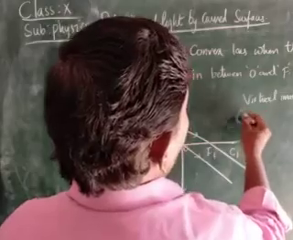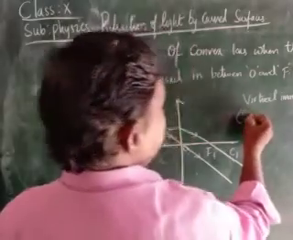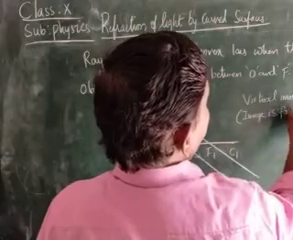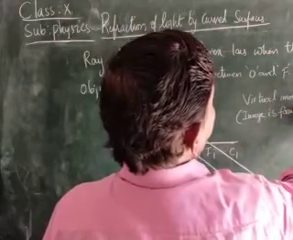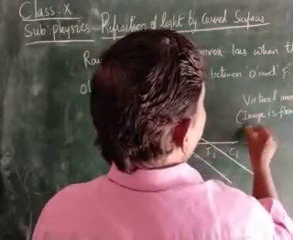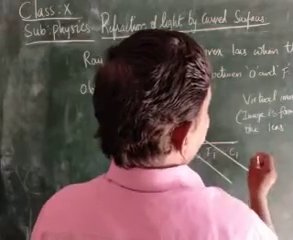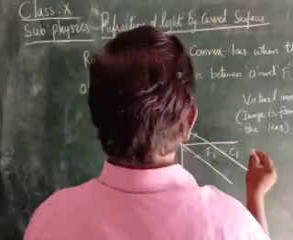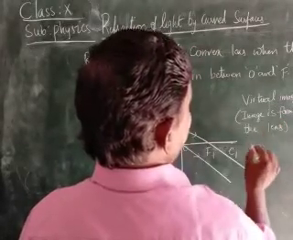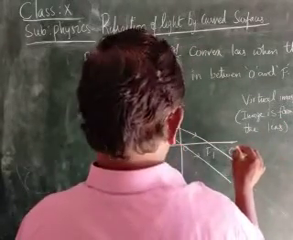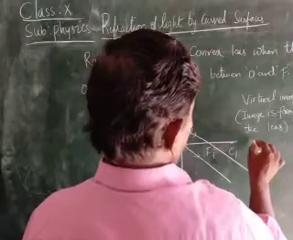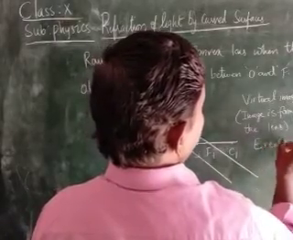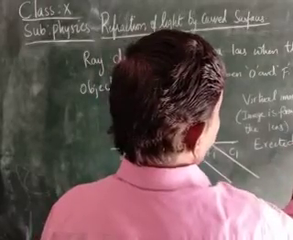Why virtual image? Because image is formed inside the lens. Okay. It forms the virtual image, children. Virtual means erected, children. Erected image.